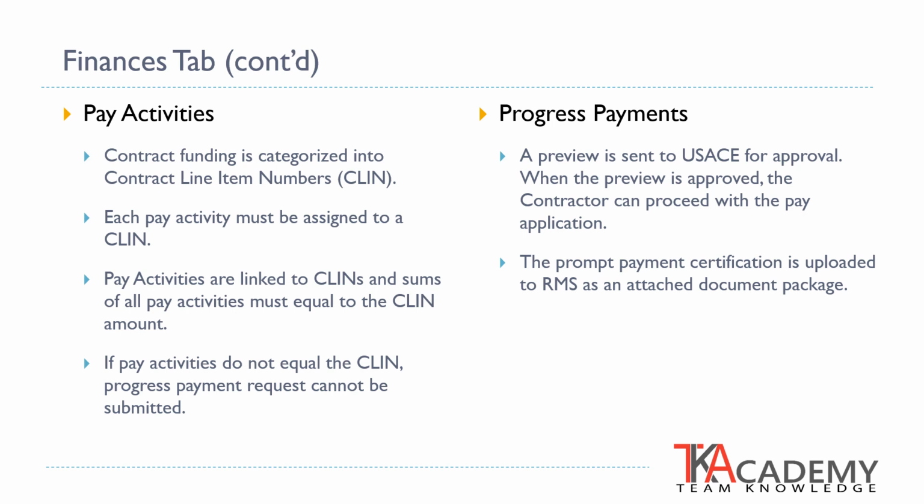Requested earnings may be entered as a percentage, quantity, or amount. When the progress payment application is generated, a preview is generated and sent to the contracting officer or contracting officer representative for approval. When requests for payment applications have been submitted, there is a requirement for the contractor to also submit the prompt payment certification, which is uploaded through RMS as an attached document package. The prompt payment certification must accompany every request for payment application.